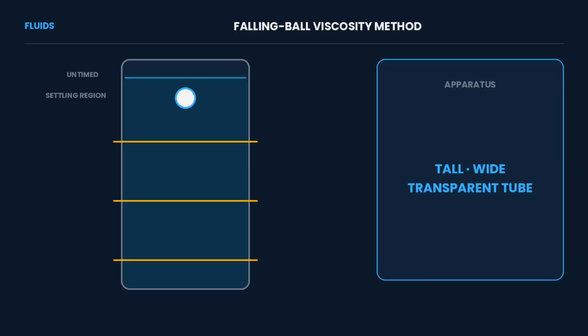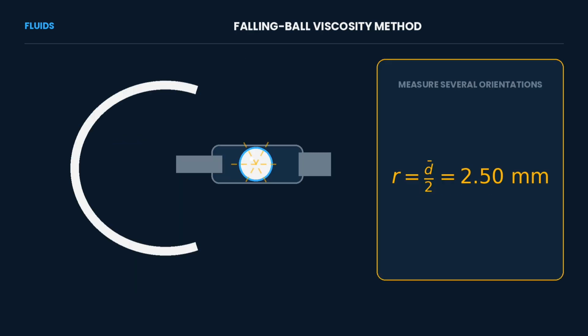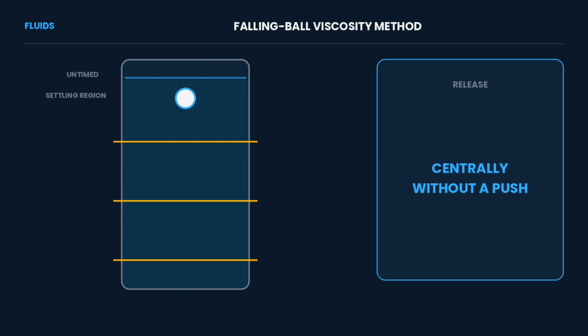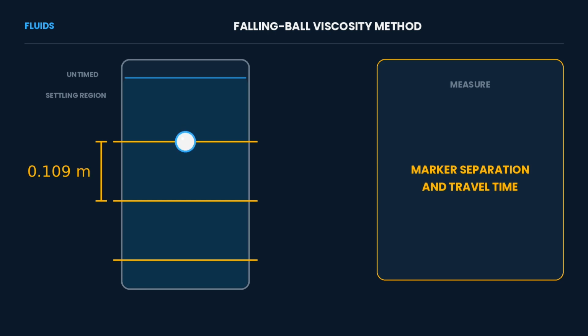Let's use a tall, wide, transparent tube. Measure the sphere diameter in several orientations with a micrometer, and then halve the mean for the radius. Measure or obtain both densities and record the liquid temperature. Now release the sphere, centrally without pushing it. Put the first marker well below the surface after terminal speed has been reached. Measure the marker separation and travel time.